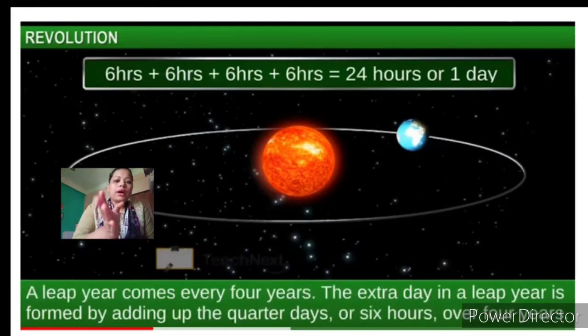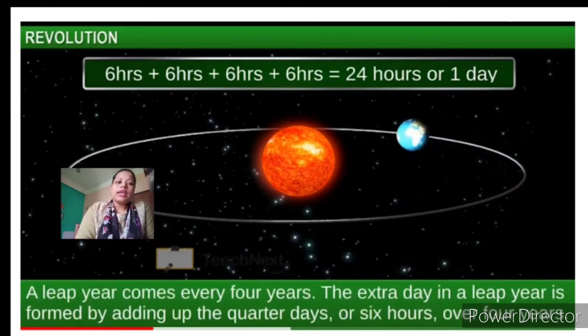All right, so what happens is that after every 4 years this quarter day is added, like 6 hours plus 6 hours plus 6 hours plus 6 hours equals 24 hours, or 1 day. In the 4th year it comes as a leap year where 1 day is added. Instead of 365 days, it is known as 366 days. A leap year comes every 4 years.